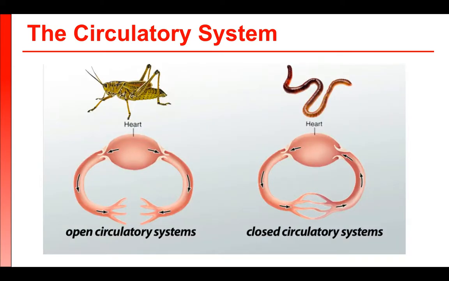So this diagram shows you the difference, right? So with the open system, you can see the blood comes from the heart, and then when it reaches sort of the end of the vessel, it just goes out into the body. Whereas in a closed circulatory system, the blood is always maintained within vessels.